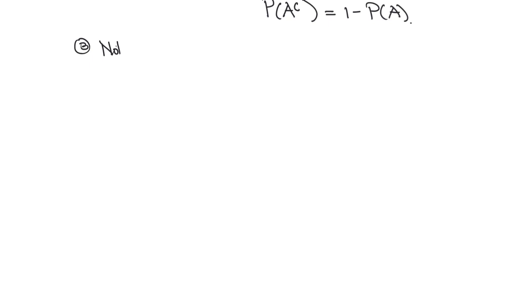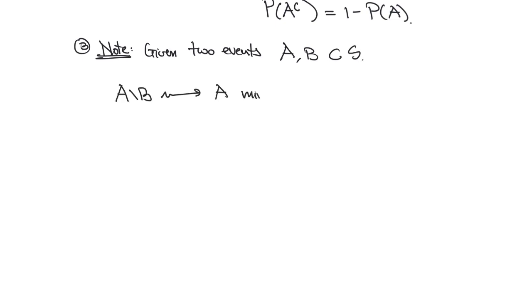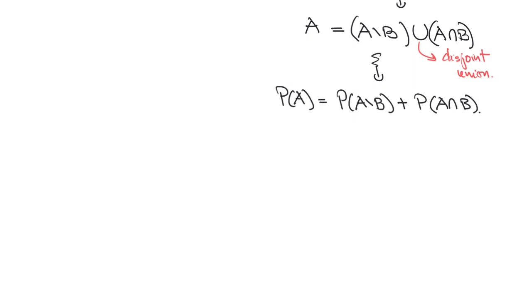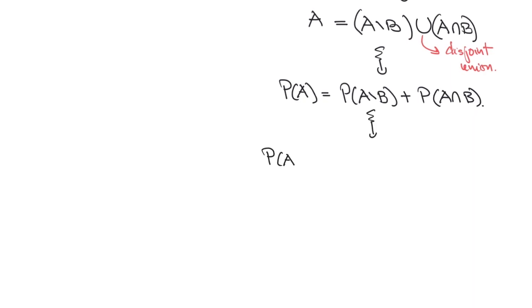We get into a little bit more of set theory. Given two sets A and B, A minus B is the set of all elements that lie inside A but not in B. The set A is going to be the disjoint union of A minus B and A intersect B. And as a result, the probability of A is going to be the probability of A minus B plus the probability of A intersect B, which lets us conclude that the probability of A minus B has to be probability of A minus probability of A intersect B.